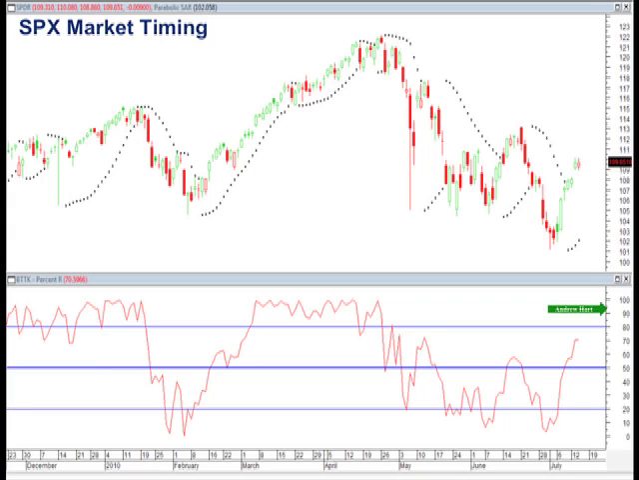What we've done over here on the left, for those of you that know percent R, you know that it traditionally comes with a 0 to -100 scale, just a little bit too convoluted for us, so we just flipped it and made it a 0 to 100% scale. Furthermore, just to give you a quick little understanding of how we trade it, it was traditionally created as an overbought, oversold oscillator, so looking for reversals.